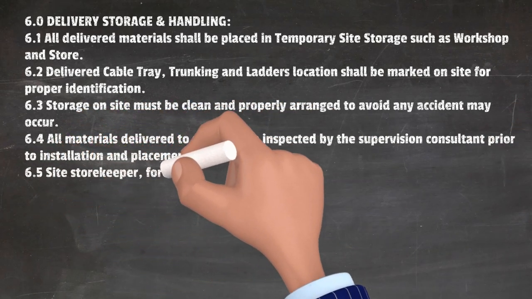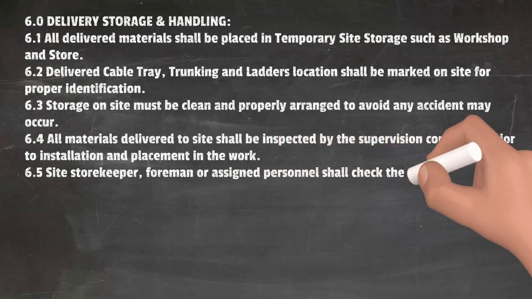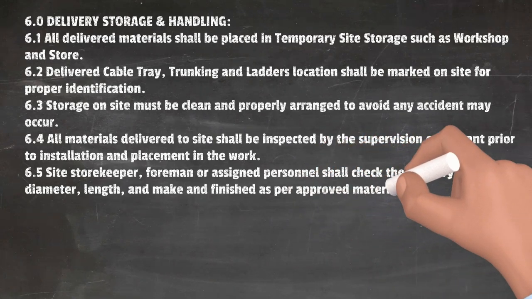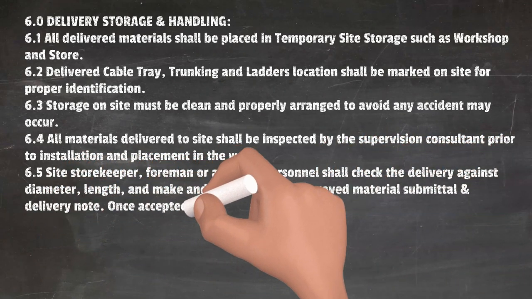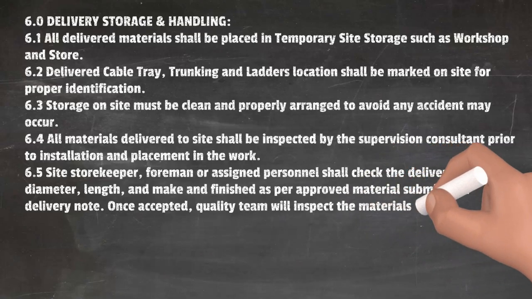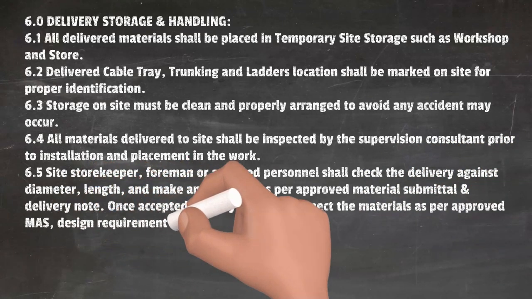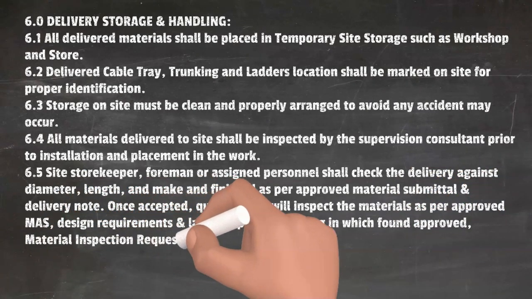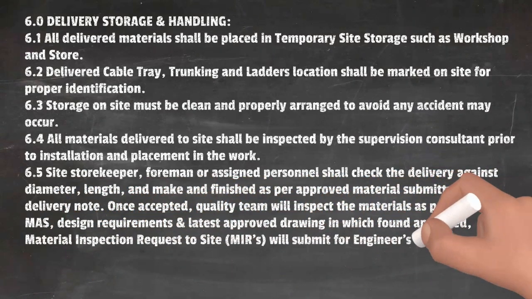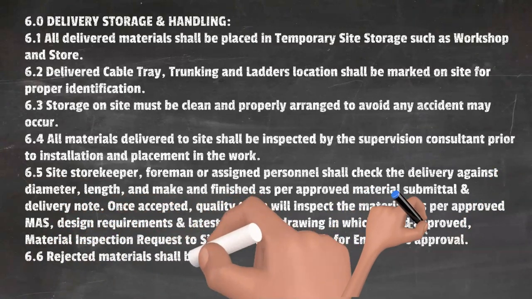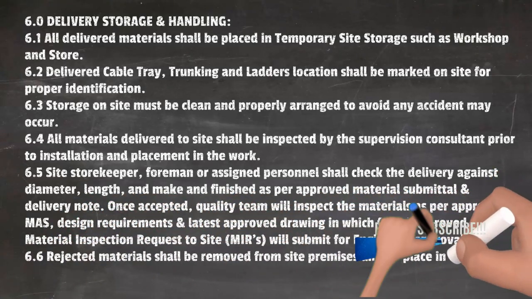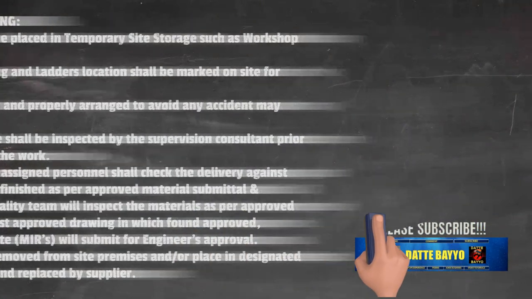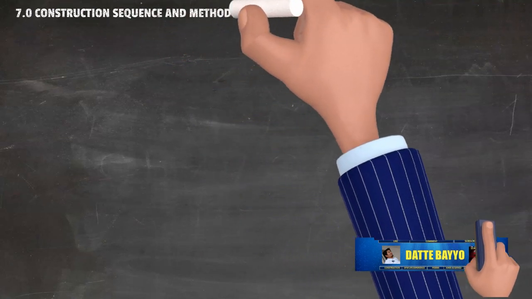Site storekeeper, foreman or assigned personnel shall check the delivery against dimension, length, make and finish as per approved material submittal and delivery note. Once accepted, the quality team will inspect the materials as per approved MAS, design requirements and latest approved drawing. If found approved, a material inspection request to site, WIR, will be submitted for engineer's approval. Rejected materials shall be removed from site premises and/or placed in a designated area and immediately returned and replaced by supplier.